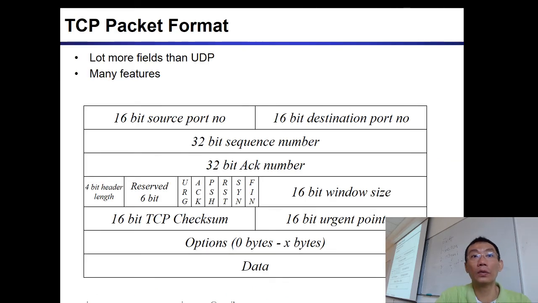Right, so if you look at TCP compared to UDP, you have a lot more features like the source port, destination port, the sequence number, ACK number, checksum, urgent pointer, window size, and you also have a lot of flags here. Alright, so you can see there are a lot more features in TCP than in UDP.